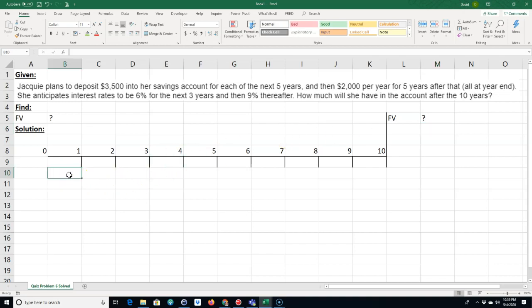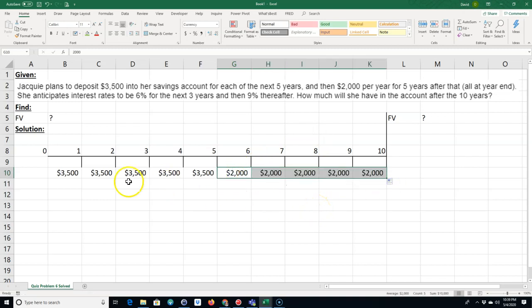And we could put in our cash flow, so I'll just put it right here, starting here, 3,500. And we'll copy that for 5 years, right? So that's 1, 2, 3, 4, 5 cash flows at the end of the year. So the end of year 1 is this first cash flow. And then starting at year 6, we have $2,000 a year. And we'll copy that out. So we have 5 payments of 3,500 and 5 payments of 2,000.